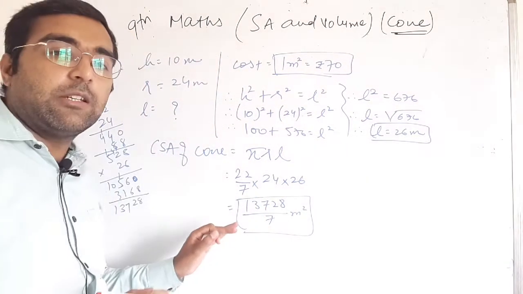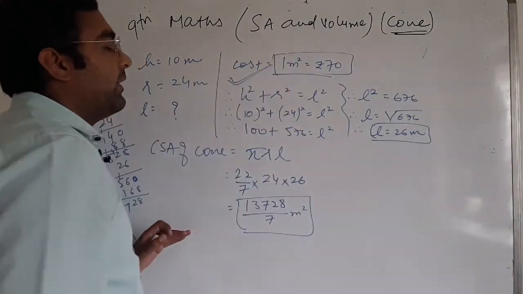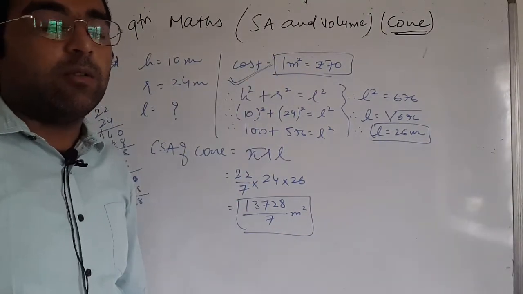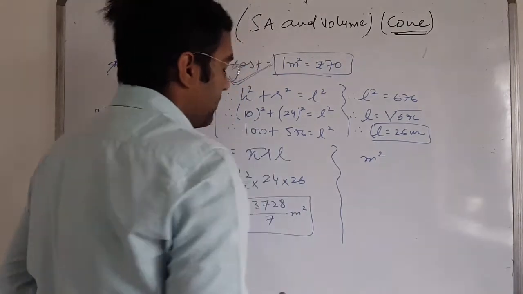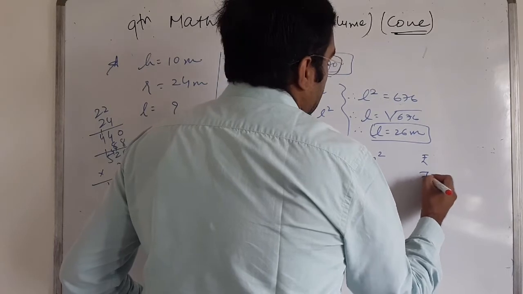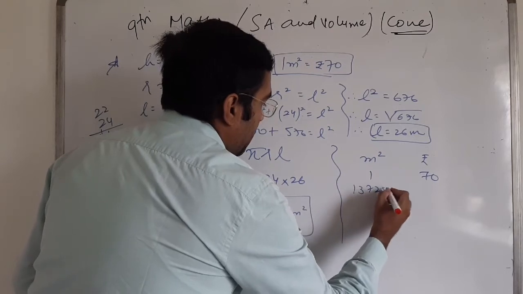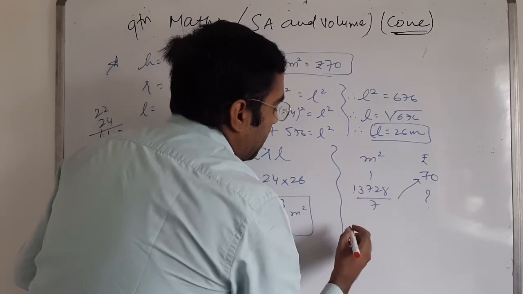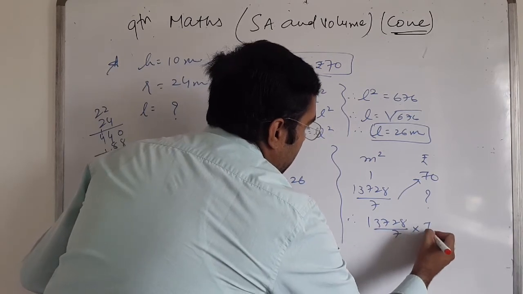I'll put the value as it is, not dividing it by 7, because now I have to find the cost of the tent, okay. For that the 7 will cancel out, so I will not cancel it here. For 1 meter square there is 70 rupees. Now we require 13728 by 7 meter square, for how many rupees? We have to multiply. So my answer is 13728 by 7 into 70.